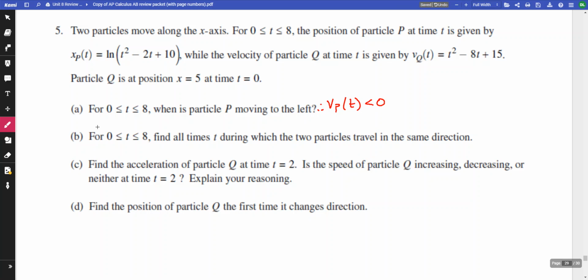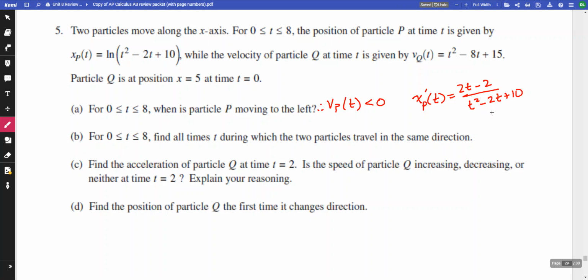So this is without a calculator, so we need to figure out that velocity. So x prime, right, x prime subscript p of t is going to be u prime over u for the derivative of the natural log. So that's going to be 2t minus 2 all over t squared minus 2t plus 10.